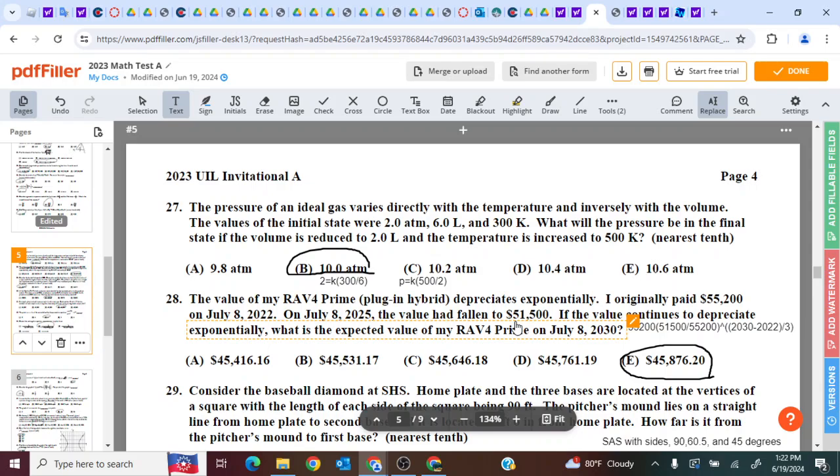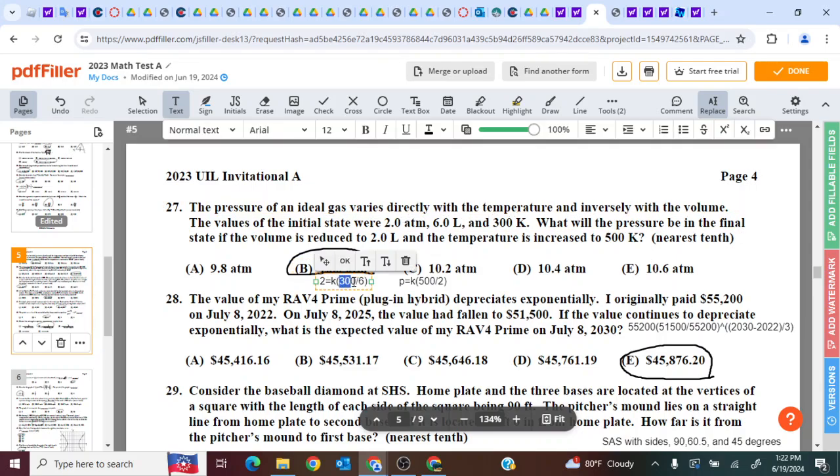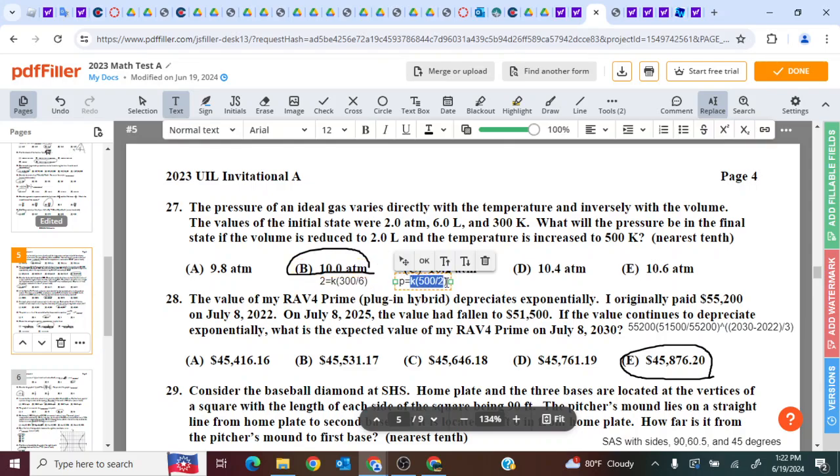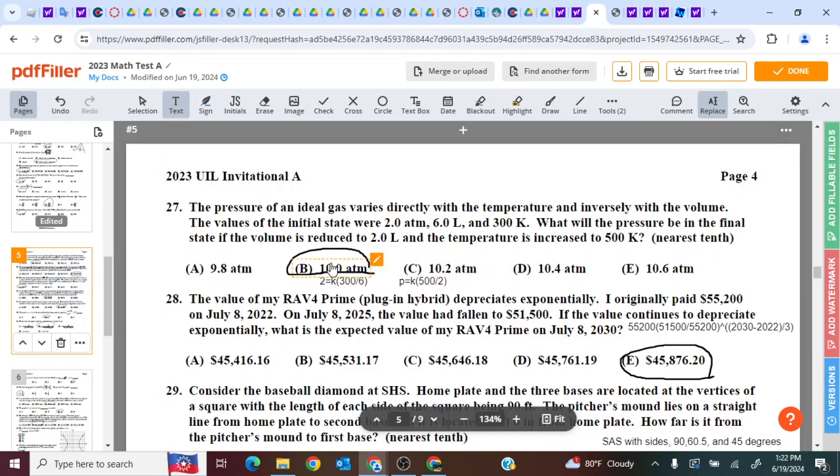27, the pressure of an ideal gas varies directly with the temperature and inversely with the volume. So that means that K over the volume is what the relationship is, and K times the temperature is what the relationship is. So you have this K times temperature divided by the volume, as I kind of said. So the inverse means that you're dividing by it, and the directly related means you're multiplying by it. And that results in a pressure of 2, so you figure out this K value right here. And then you put it back into the equation with your new values to find a pressure of 10.0.